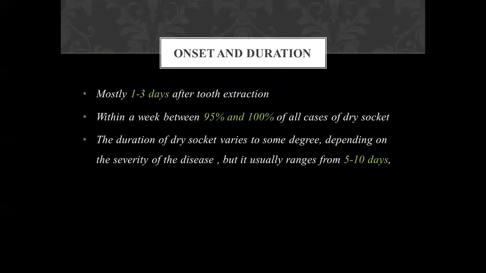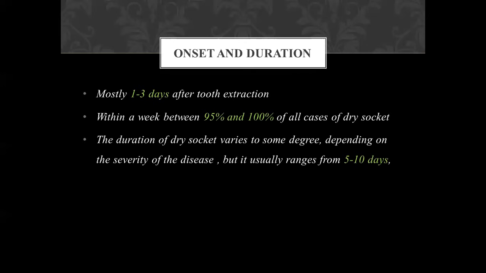Onset: it mostly begins 1 to 3 days following extraction. Within a week, between 95 and 100% of all cases, the patient will develop dry socket. The duration of dry socket varies to some degree. It depends upon the severity of the disease and usually ranges from 5 to 10 days. Just remember, the onset will be within 3 days and the duration will be 5 to 10 days.